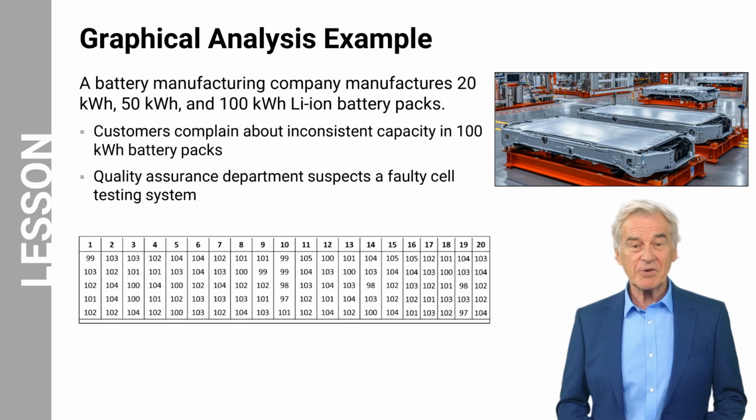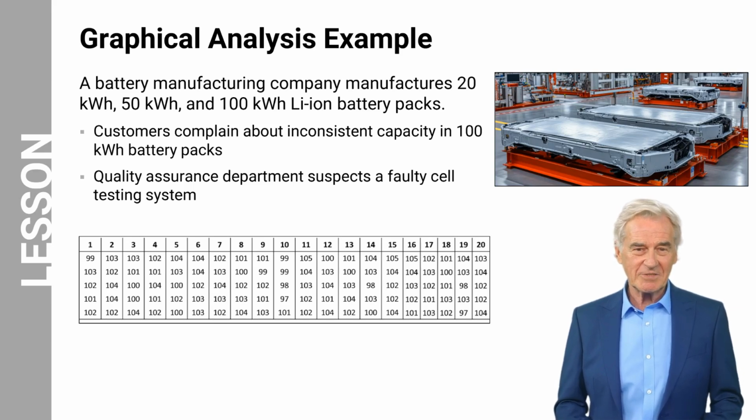Let us look at a relevant example. A battery manufacturing company manufactures lithium-ion battery packs for electric vehicles. These battery packs provide energy storage and power delivery for various EV models across the automotive industry. The company produces three capacity variants: 20 kilowatt-hour, 50 kilowatt-hour, and 100 kilowatt-hour. The Quality Assurance Department has been receiving complaints that the 100 kilowatt-hour packs show inconsistent capacity readings. Additionally, the charging infrastructure team has reported higher than normal stress on charging equipment due to packs drawing excess current. The Quality Assurance Department suspects that their cell testing and pack validation system needs calibration or replacement.